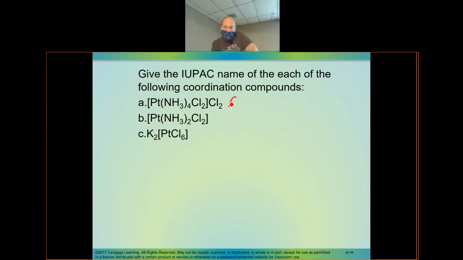It's platinum 4. Platinum 4 was d6, and then we had plus 8 for the 4 NH3s and plus 4 for the 2 Cls. We had an 18 electron complex, and we said that is going to be a stable complex. Now I want to know more. I have a coordination number of 4 here and 2 here, so my coordination number is equal to 6, so I am octahedral.